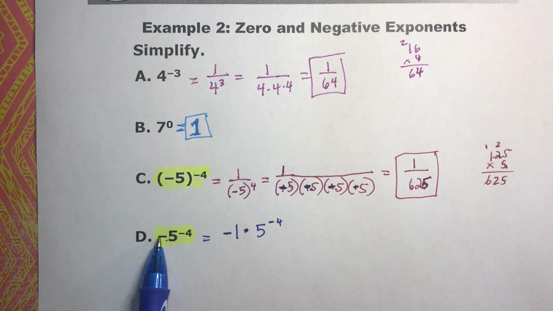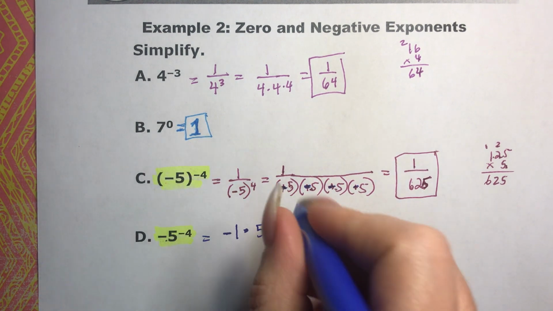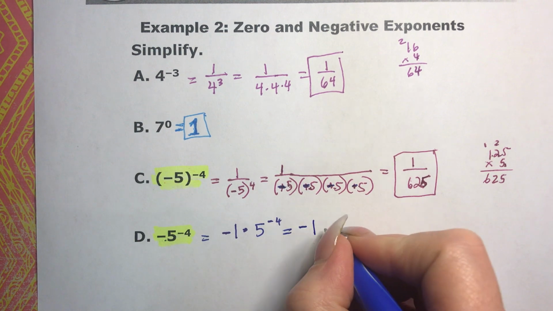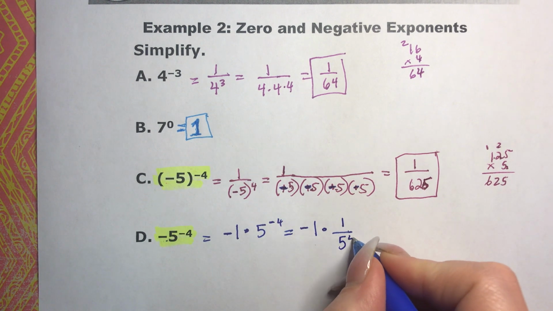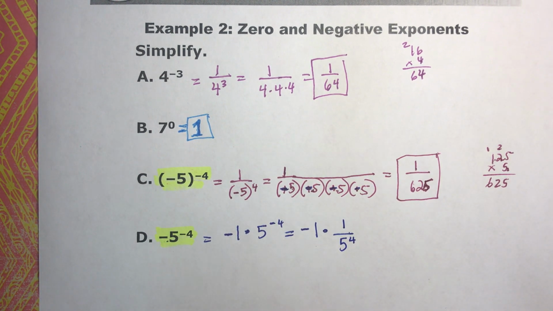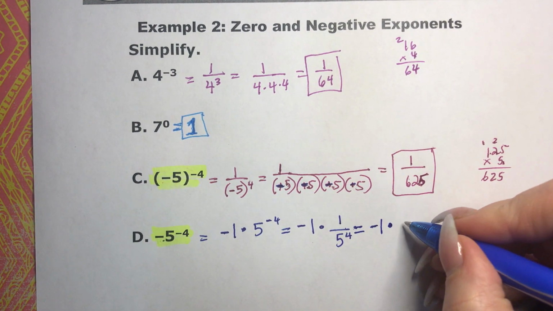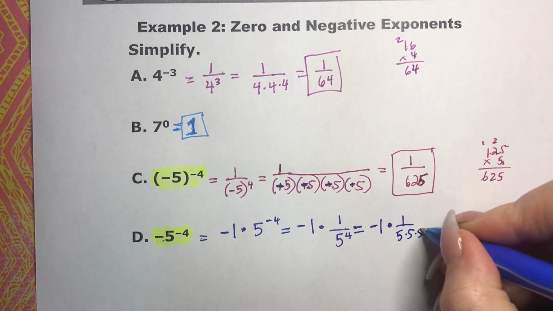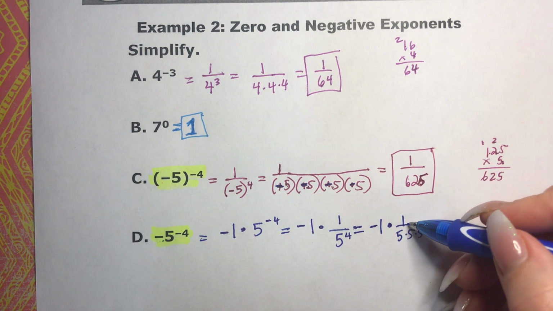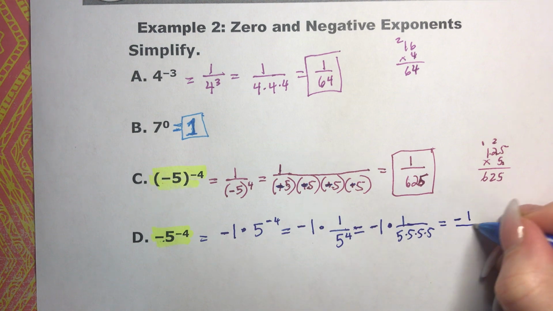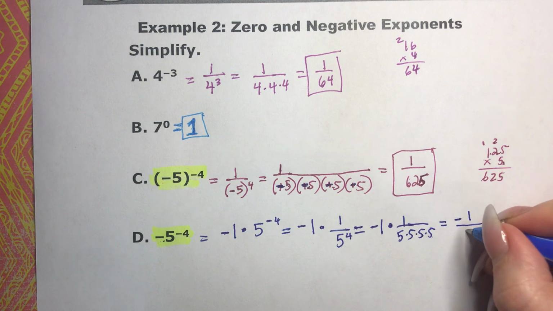This negative is the same thing as saying -1 times 5 to the -4th. So what that means is this is -1 times, and the base of 5 gets flipped down to the bottom, right? This is the same thing as negative 1 times 1 over 5 times 5 times 5 times 5, which equals negative 1 times 1, which is negative 1, over 5 times 5 is 25, 25 times 5 is 125, 125 times 5, we figured it out, is 625.